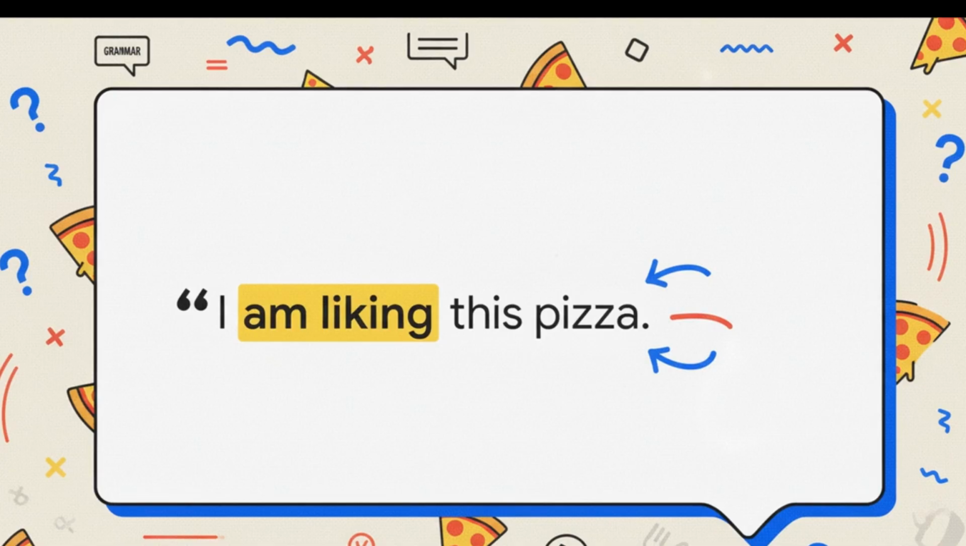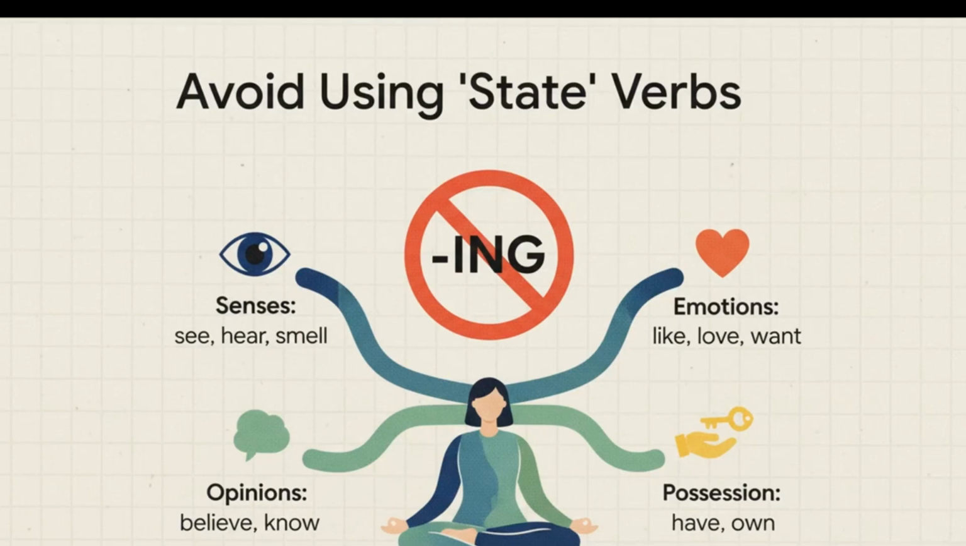Let's dig into why. The whole reason boils down to this. Some verbs describe states, not actions. We call them state verbs. Think of it this way. You can't do knowing. It's not an action. It's a state you're in. You just know something, right? That's why we say I know the answer, not I am knowing the answer. It just sounds weird. And the same goes for a whole bunch of verbs about emotions, opinions, and senses like, want, see, or believe.